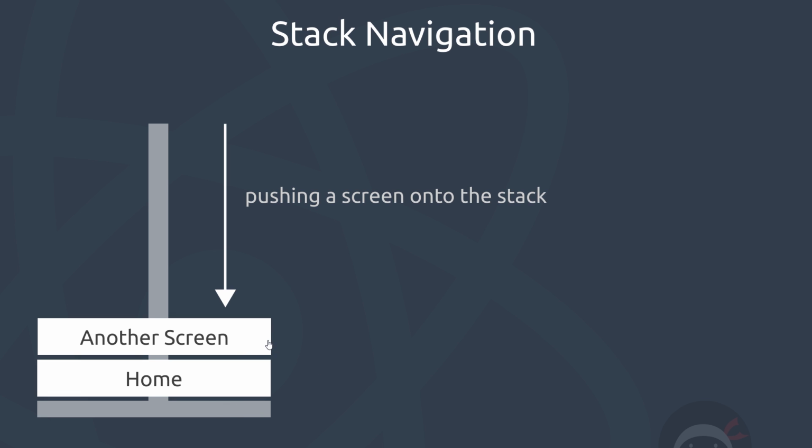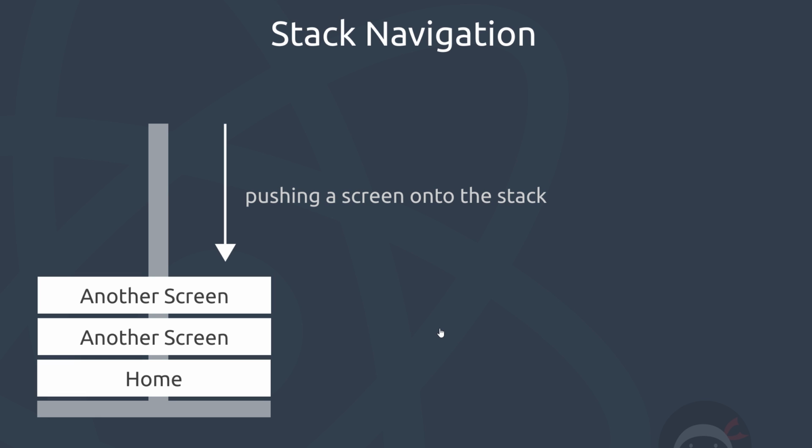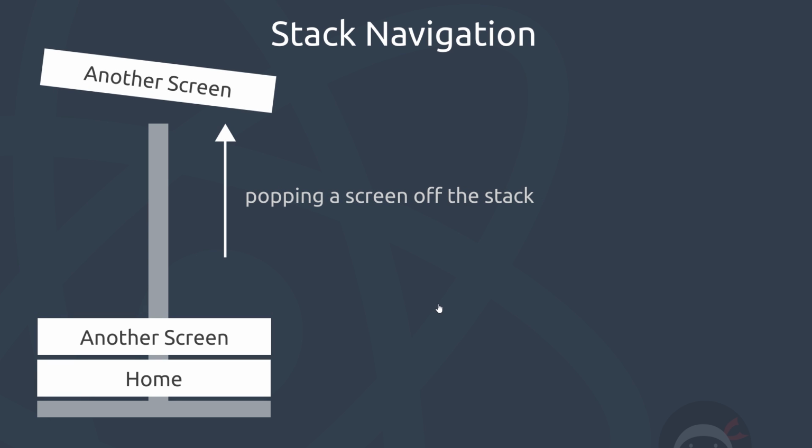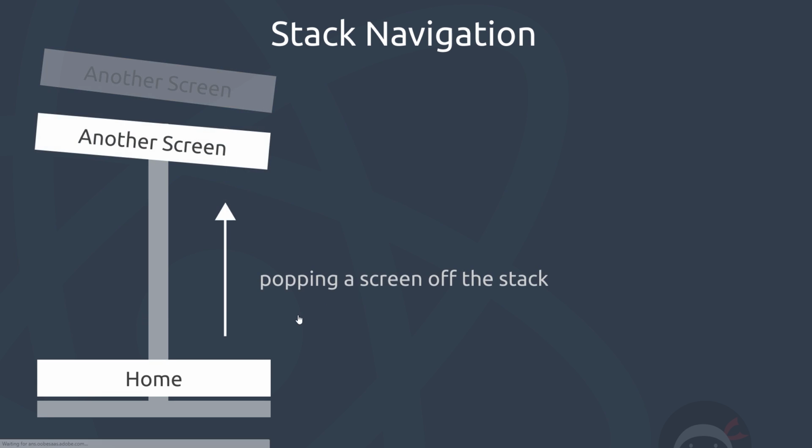Now if from this screen we navigated to yet another screen, then we'd push that onto the stack, and this is what we'd see on the actual device, but these two screens would still be sitting underneath, still on the stack. Now, if we wanted to go back to a previous screen, what we'd have to do is pop off a screen from the stack, and then we'd see what's underneath again. In this case, this screen right here. So if you wanted to go back to the home screen, you'd have to pop twice.